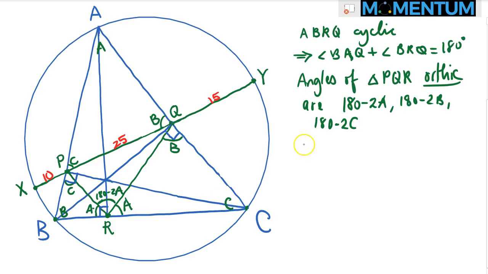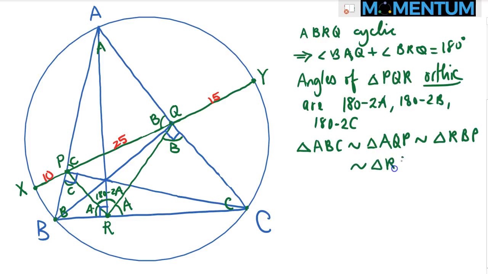So basically what we have is four similar triangles. So triangle ABC is similar to triangle AQP. You can just chase the angles. Which is also similar to triangle RBP, and that's also similar to triangle RQC. Okay, so these are a good way to start solving the problem.